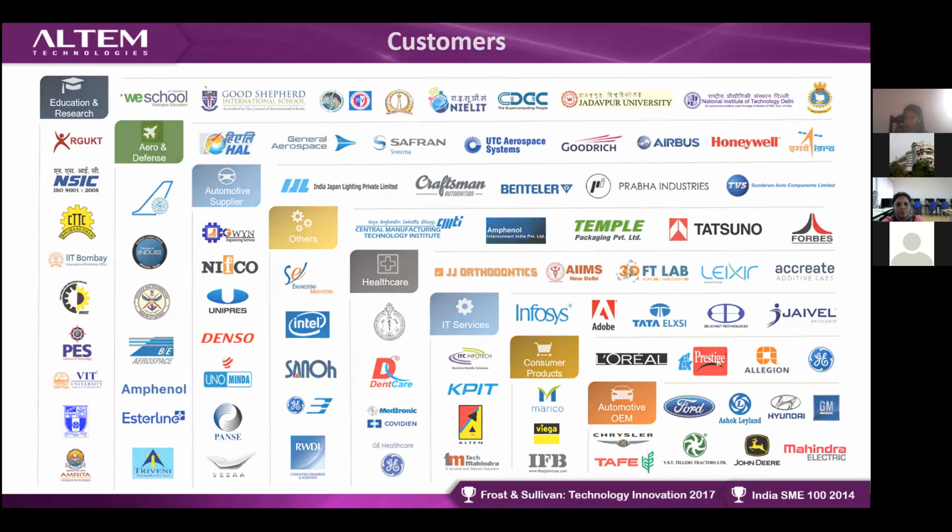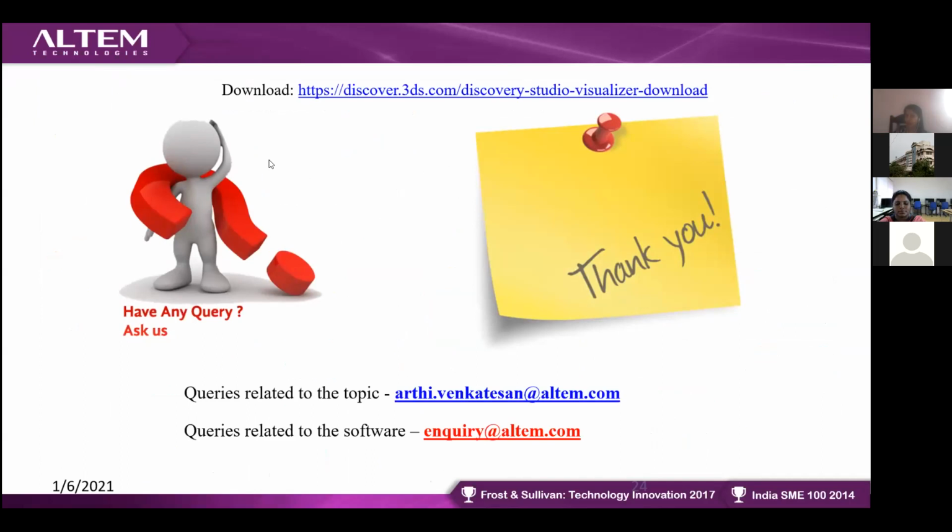Thank you. If you want to download the Discovery Studio visualizer, you can. In the visualizer you can do Ramachandran plot analysis and visualization, and go for 2D. Once you have got protein-ligand docking, you can go for protein-ligand interaction through the Discovery Studio visualizer. Everything else is commercialized. If you have any queries related to the topic, you can reach me at aarti.venkatesan@altum.com, or if you have queries related to the software, you can mail inquiry@altum.com.